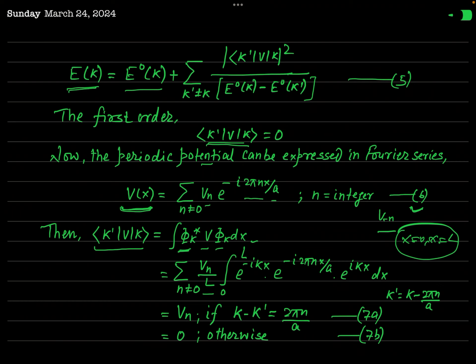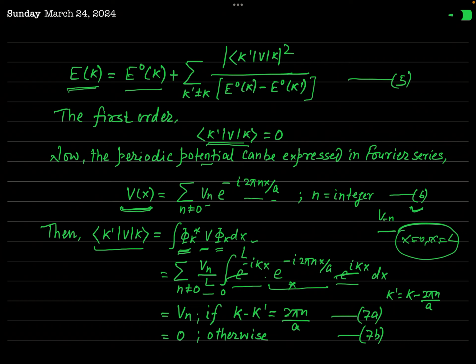And inside the integral, there will be e to the power minus i k x for this phi k star, and e to the power minus i times 2 pi n x over a, this is for this V, and e to the power i k x, this is for phi k. The constant factor V n by L has been taken outside of the integral. Now you can see this exponential factor and this exponential factor will cancel out. So only this exponential factor e to the power minus i 2 pi n x over a will remain here.